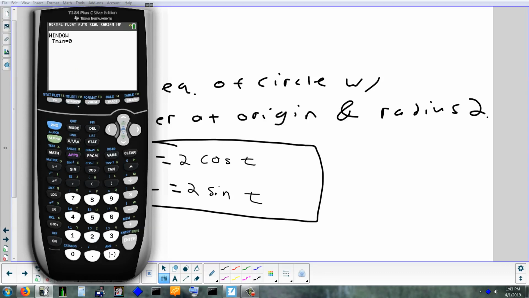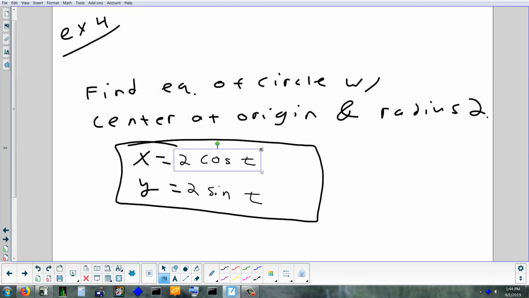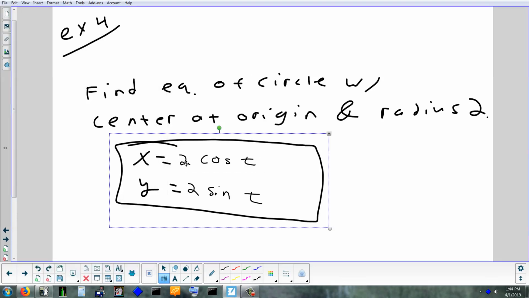Let me show you what happens if I change the t step to 1. So let's put that back at 2 pi and put the t step at 1. The t step is controlling how the calculator is going to graph. So you're telling the calculator, I want you to plot points using 0 to 6.28, and you are allowed to go in increments of 1s. So the calculator is going to plug in 0 for t. It's going to do it in the x and the y. It's going to plot that point.